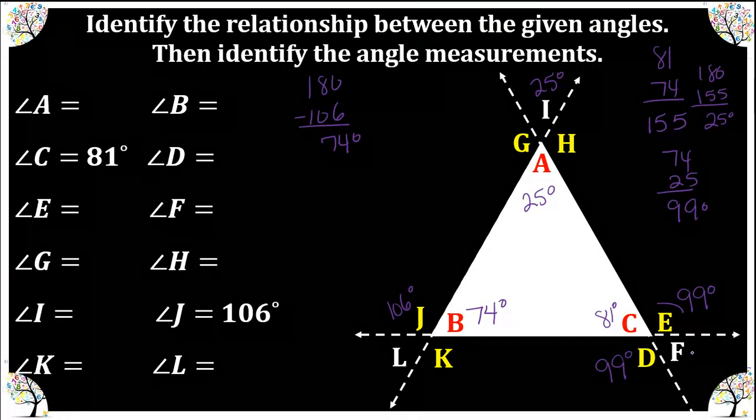We know C and F are congruent, they're vertical. We know B and L are vertical. And now we can get G and H by adding 81 and 74 because they are the remote interior angles, and they are 155 degrees.